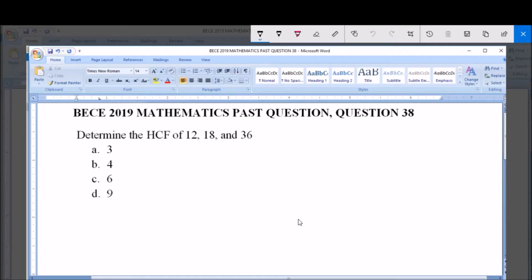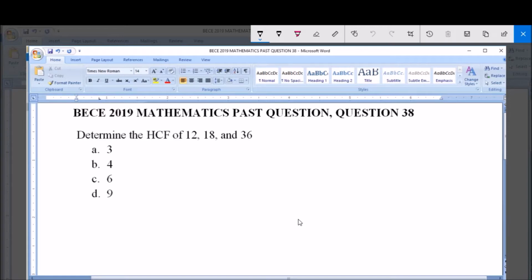Today we're going to be dealing with BECE 2019 Mathematics Past Question, question 38. Determine the HCF of 12, 18, and 36. A, 3; B, 4; C, 6; and D, 9.